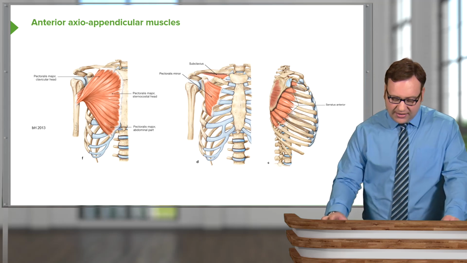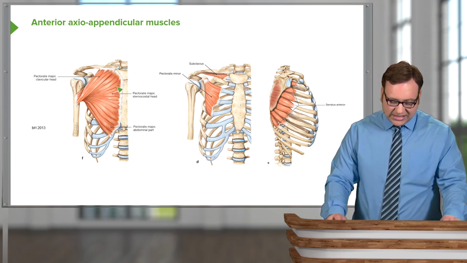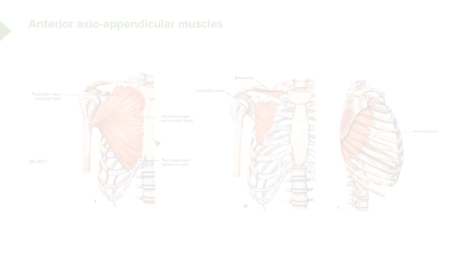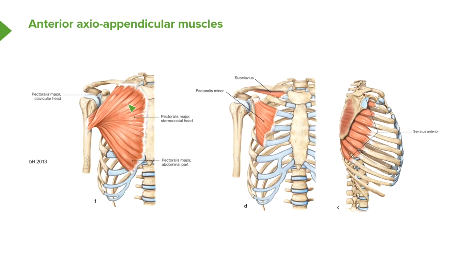And here we can see the anterior muscles. We have a whole series of them. We have pectoralis major, we can see here. We have pectoralis minor, we can see here. We've got subclavius, we can see here. And also we've got serratus anterior. We'll come back to that later on.